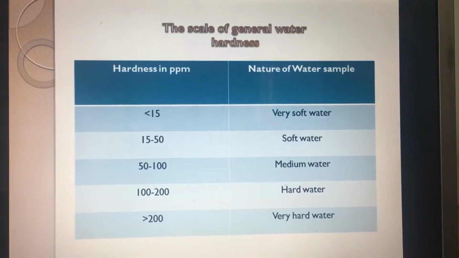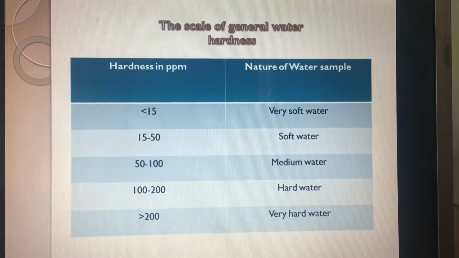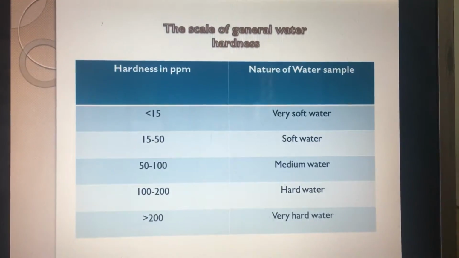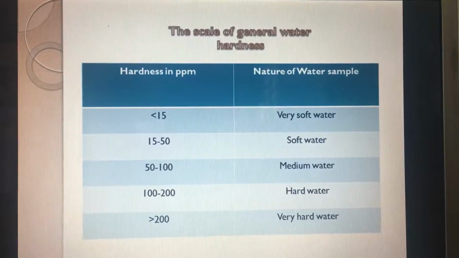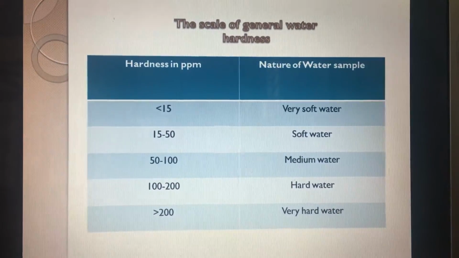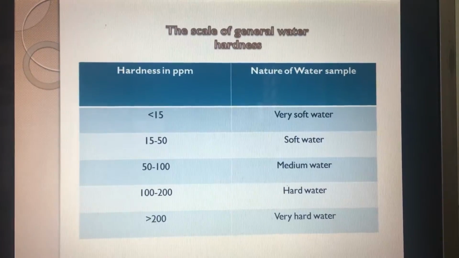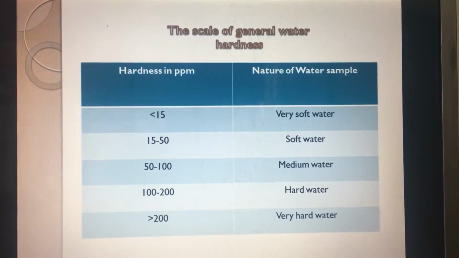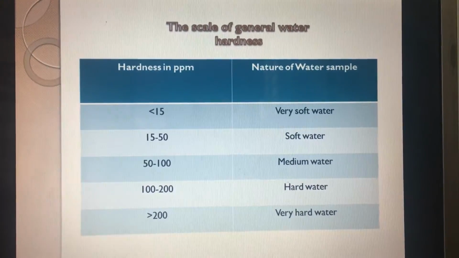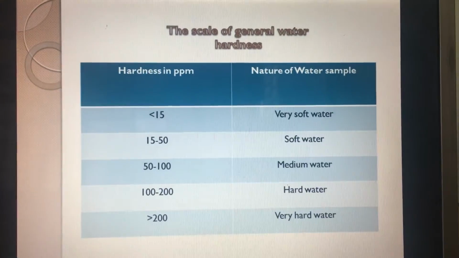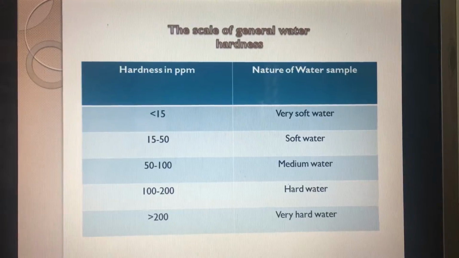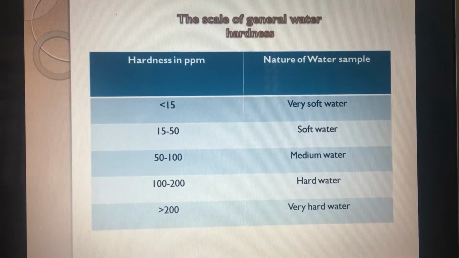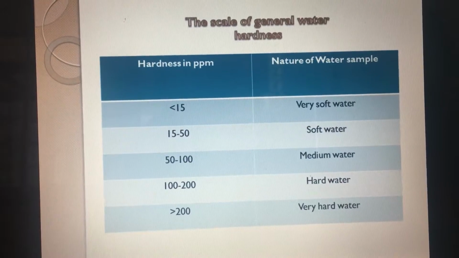Now we take the scale of general water. Based on the quantity of hardness, water can be divided into different categories. ppm is parts per million, that is 1 part of calcium carbonate in 10 to the power of 6 parts of water. The hardness is determined in the form of calcium carbonate equivalents, so all hardness-causing salts are converted into calcium carbonate. Based on that, if it is less than 15 ppm, it is very soft water, and if it is 15 to 50, we consider it soft water.